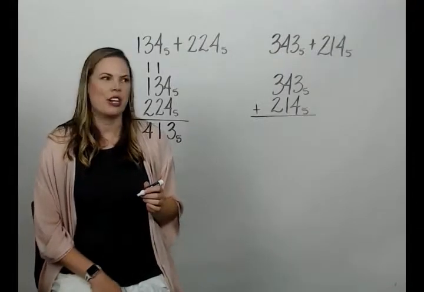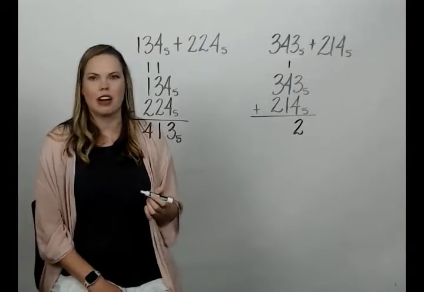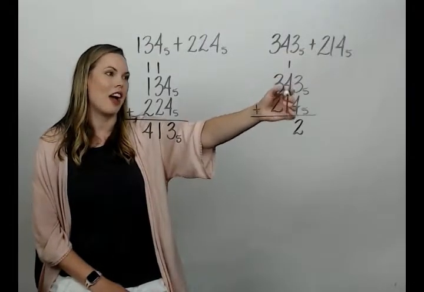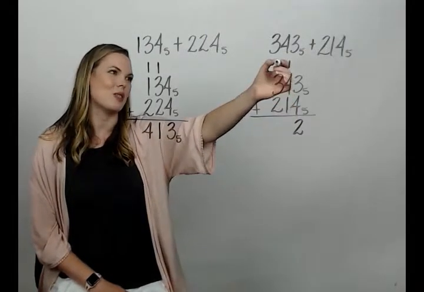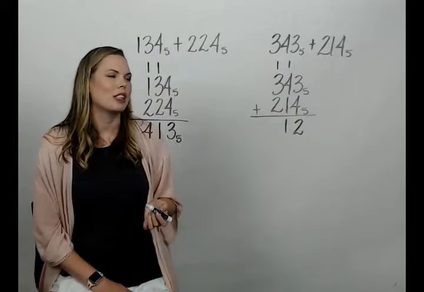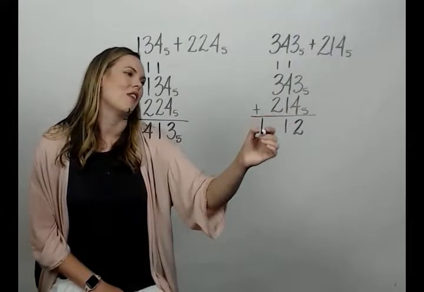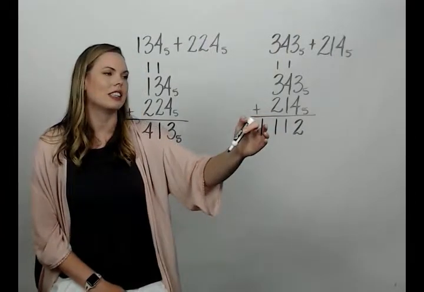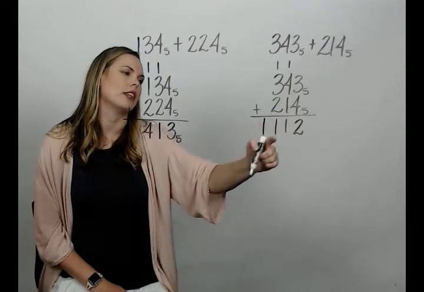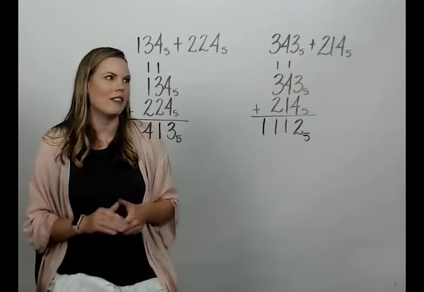Okay, 3 plus 4 is 7, which is 1 5 and 2 1s. 5 plus 2 is 7. Double checking there. Okay. 1 plus 4 is 5, plus 1 is 6, which is 1 5 and 1 1. And then 3 plus 1 is 4, plus 2 is 6. So make sure to regroup that. 1 1. Okay, you can think of this as putting it over into the next place value. And then we have our 1s left over, and this is base 5. Okay, so that's some base 5 examples of addition.